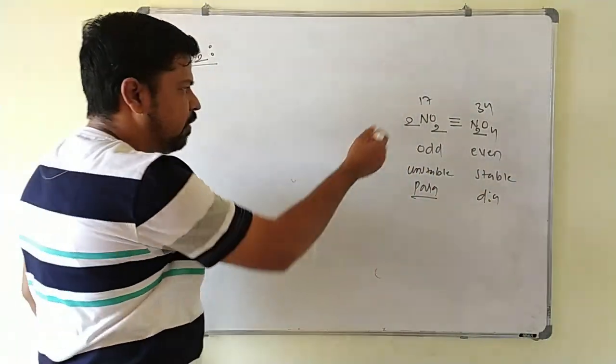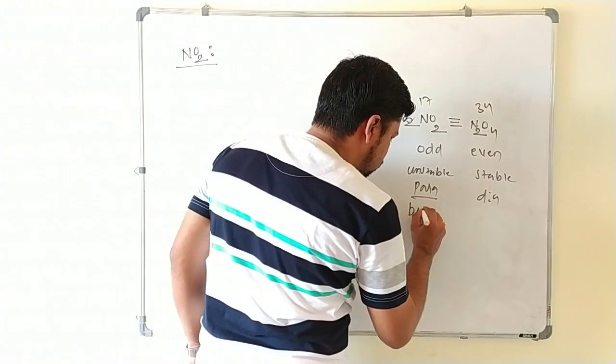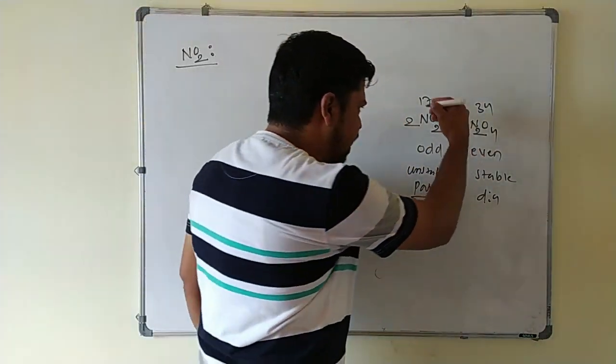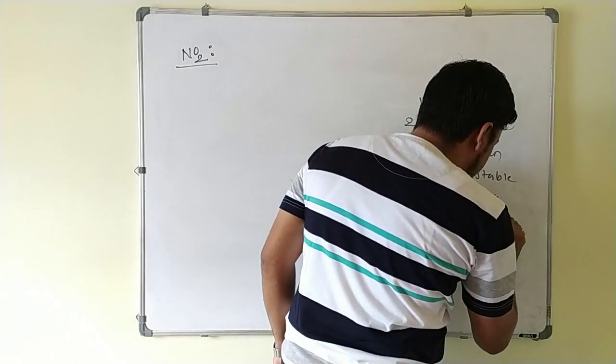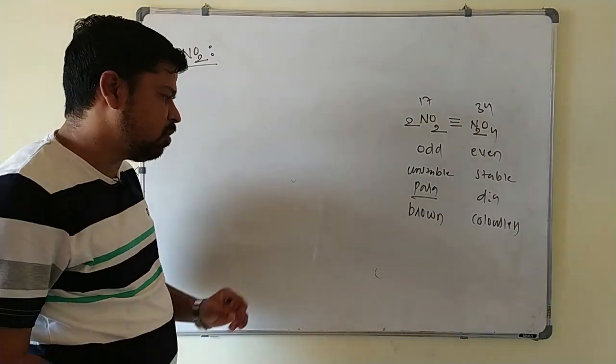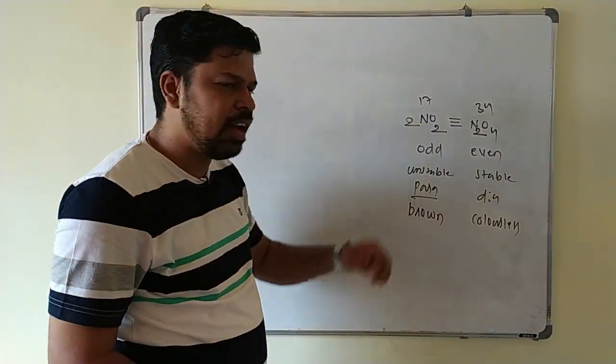You have to write that answer. So see here, even this NO2 gas is brown color. NO2 gas is what? Brown color, and on dimerization it becomes what? Colorless. So all these points you have to remember, because in CET sometimes these are very helpful.